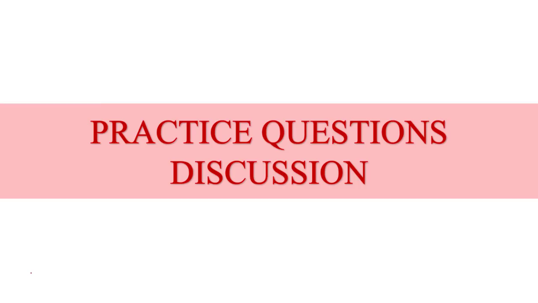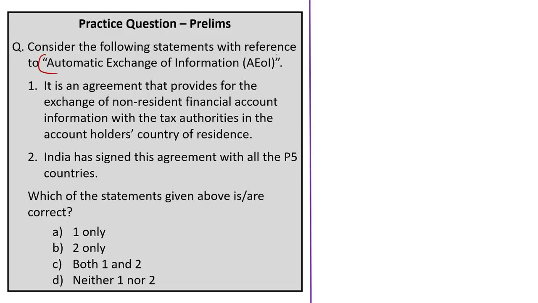We have come to the last session for the day, that is the practice questions discussion session. This first question is based on automatic exchange of information. In this, the first statement states, it is an agreement that provides for the exchange of non-resident financial account information with the tax authorities in the account holder's country of residence. First, it is an agreement. Yes, it is correct. Then yes, it is an exchange of non-resident financial account information. This is also correct. Then yes, this account information is exchanged with the tax authorities. This is also correct. And the information is exchanged with the account holder's country of residence. It is also correct. So, this statement as a whole is correct. We have discussed this in detail during our discussion.